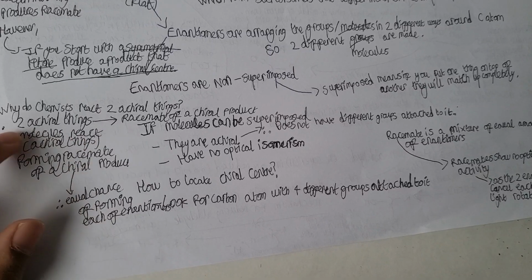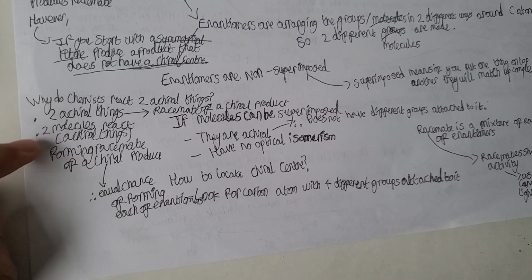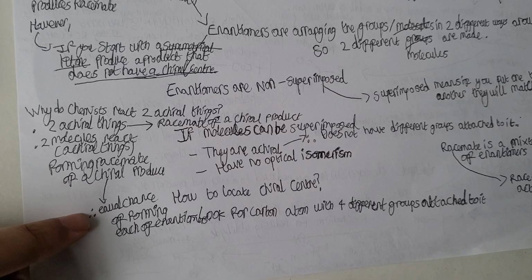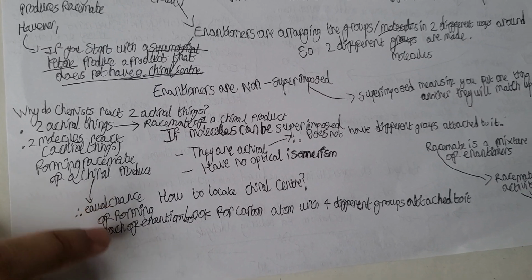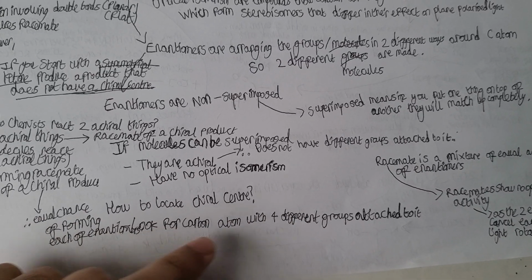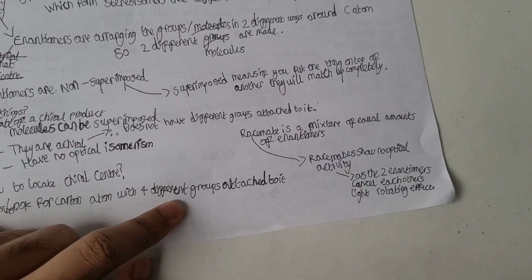When we react achiral things, they form a racemate. Two molecules react, forming a racemate of a chiral product. Therefore, we have an equal chance of forming each of the enantiomers. How to locate the chiral center? Look for the carbon atom with 4 different groups attached to it.